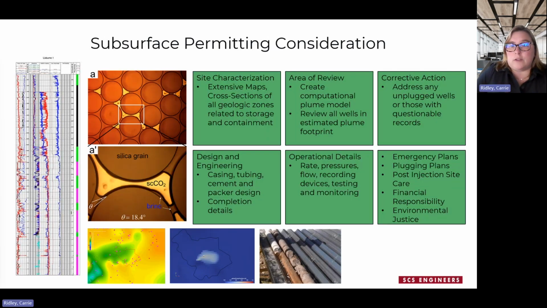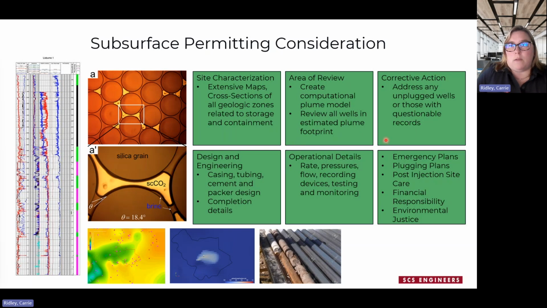If everything looks good and the storage operator wants to move forward, we'll go into a deeper dive into the regional and local geology, working with the operator to find contiguous property for pore space ownership. So during this process, we would do site characterization, extensive mapping of the area based on all known data. An area of review would be created, which projects the model of how the CO2 plume and pressure front interacts with any penetrations in the area.